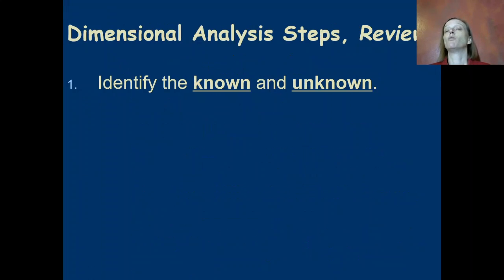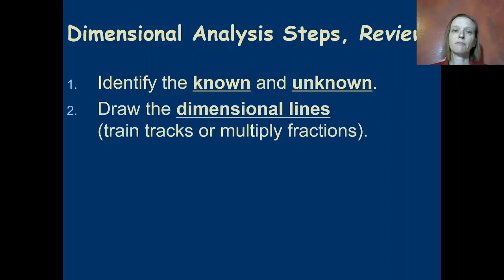So, we've learned dimensional analysis before, but it was a while ago. So let's review the steps we use for dimensional analysis. Step 1 is to identify the known and the unknown. What are you given in the problem? What are you trying to solve for? Next, you draw the dimensional lines, and those are the train tracks, or if you prefer to multiply fractions, you can write it out that way.